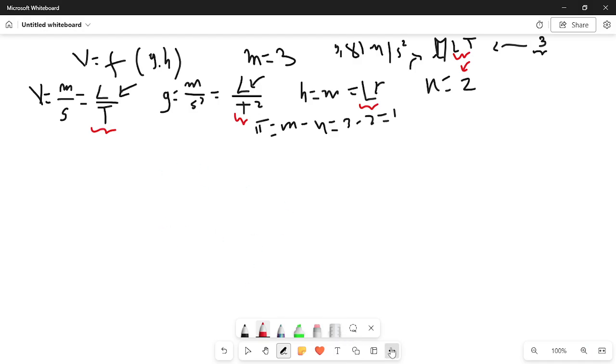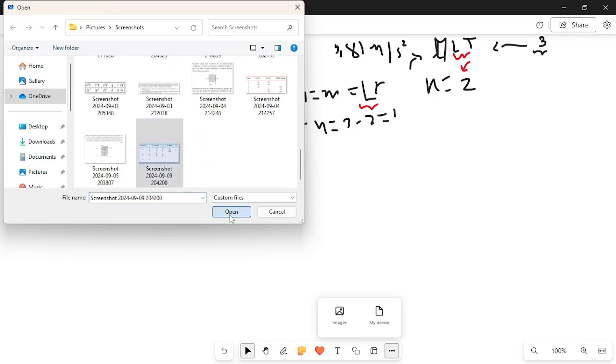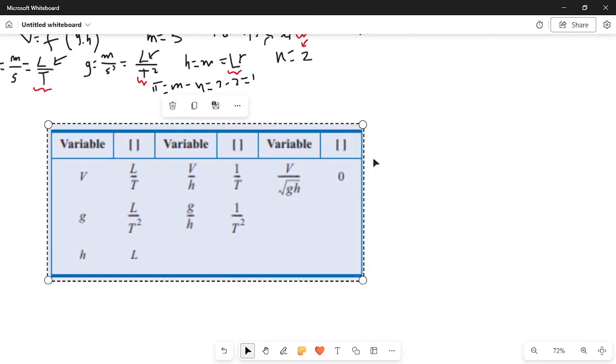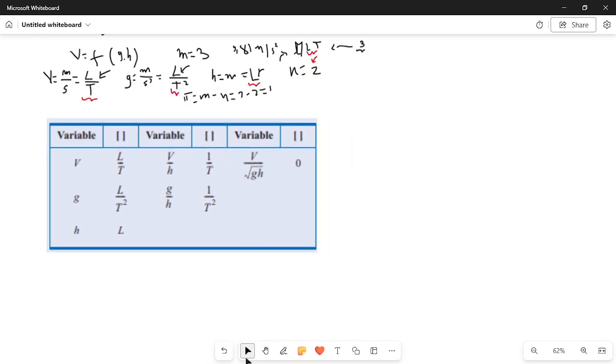This is the step by step. This is what they call step by step that we are doing. Basically, I just copied this table because I'm lazy to write. What you do is you write these variables that we have here: V, g, and h. Now, alongside, you write the primary dimensions. V, you know it is L over T. g, you know it is L over T squared, and then h here is L.